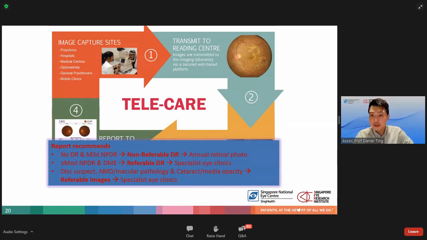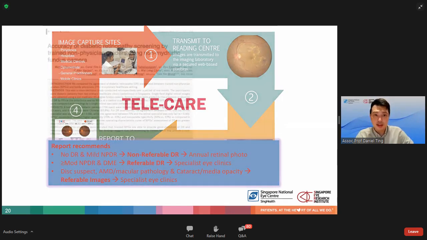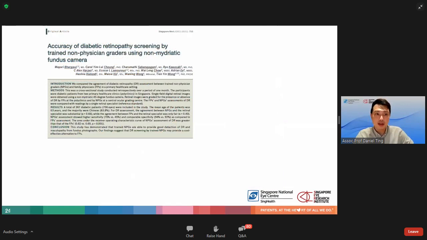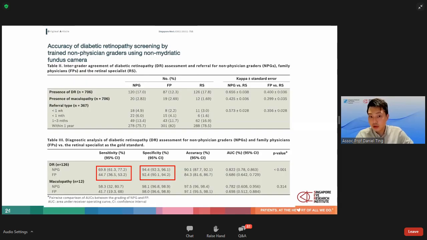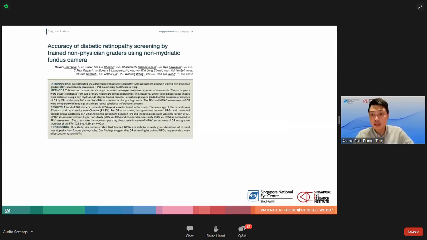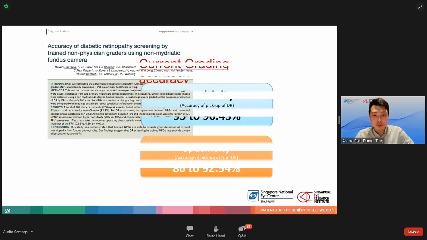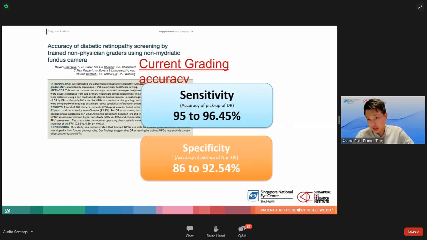We published some papers to highlight the performance of the professional graders that we've trained, who underwent a very strict accreditation process to be certified as graders. We found that their performance is much better compared to physicians who haven't undergone eye training before. In one of these papers, we show that the sensitivity is up to 95 to 96% when compared with retina specialist grading.